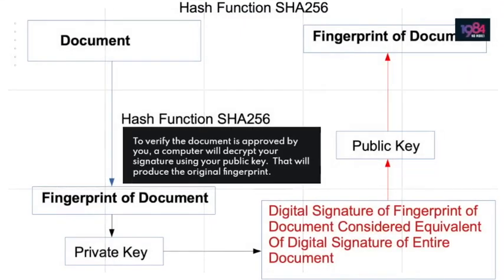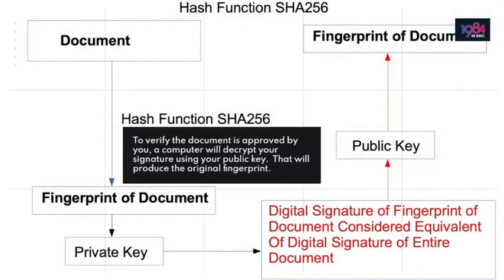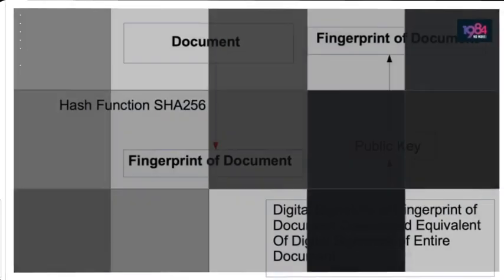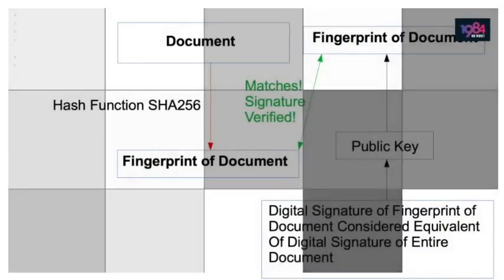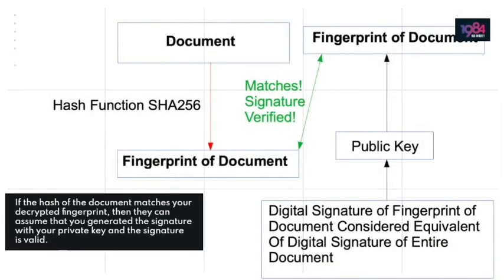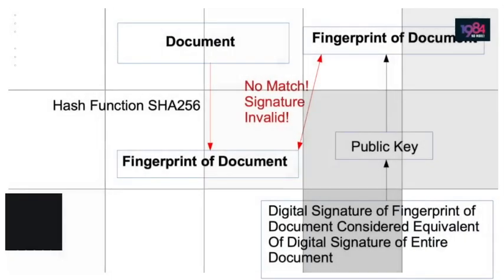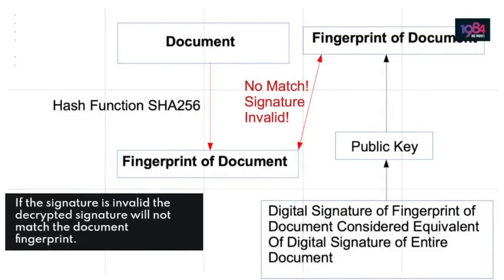To verify the document is approved by you, a computer will decrypt your signature using your public key. That will produce the original fingerprint. The computer will then hash the document to generate the fingerprint. If the hash of the document matches your decrypted fingerprint, then they can assume that you generated the signature with your private key and the signature is valid. If the signature is invalid, the decrypted signature will not match the document fingerprint.